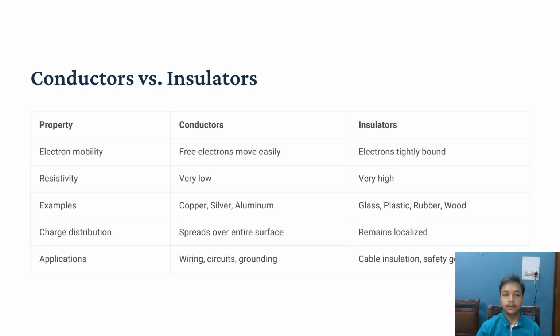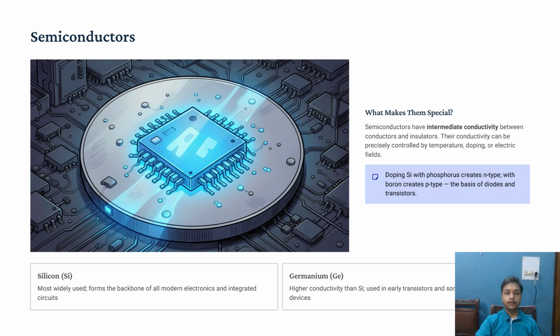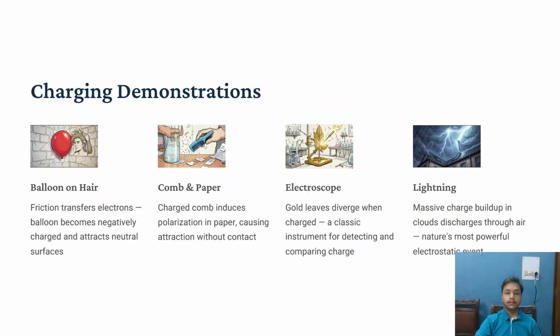Now we also studied conductors versus insulators. There are several properties; you can just have a look and go through them. They can be asked in multiple choice questions in your CBSE as well as in your JEE Mains examination. As I told you, we'll be studying semiconductors in detail later on in class 12 physics. Then we saw some examples such as a balloon on hair, foam and paper, the gold leaf electroscope, lightning, etc.